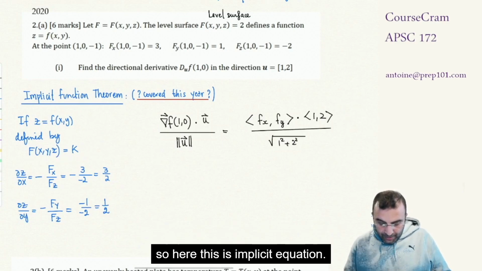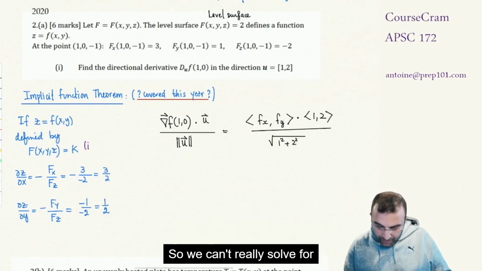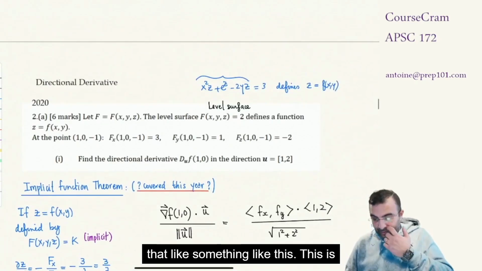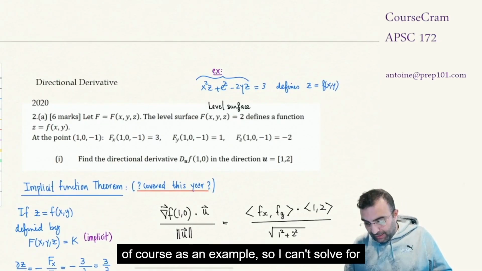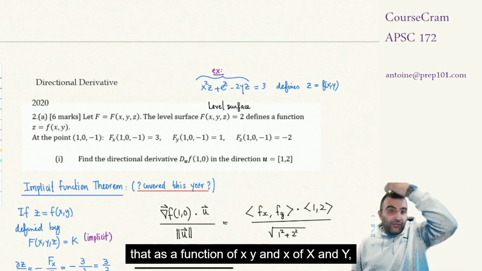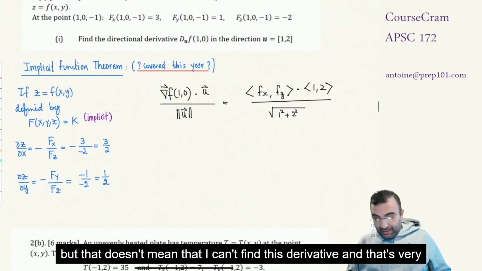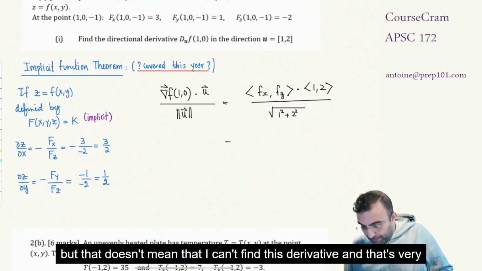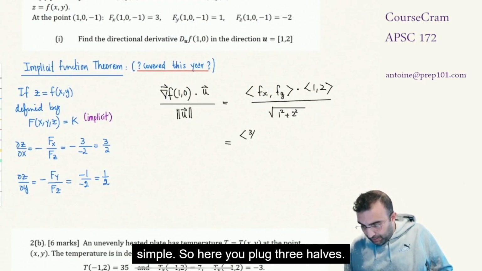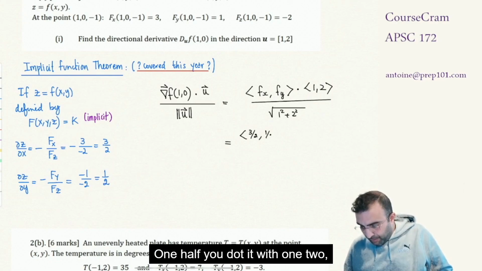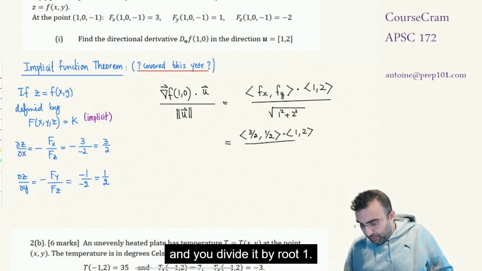So here, this is an implicit equation, so we can't really solve for z like something like this. This is, of course, an example. So I can't solve for z as a function of x and y, but that doesn't mean that I can't find its derivative. And that's very simple. So here you plug in 3 halves, 1 half, you dot it with 1, 2, and you divide it by root 5.